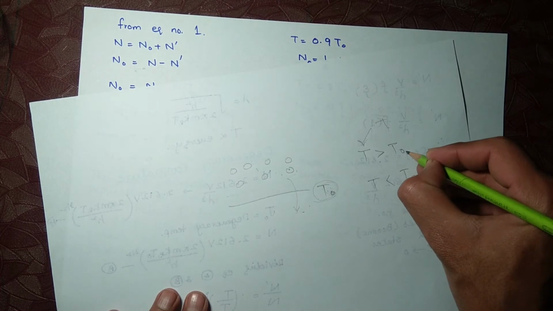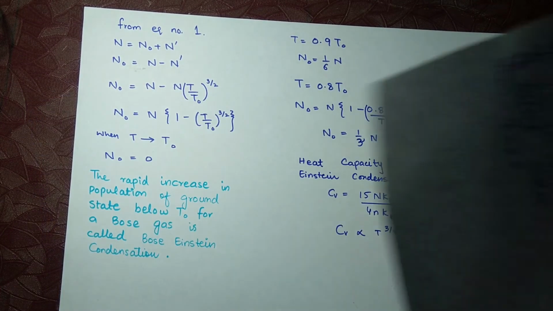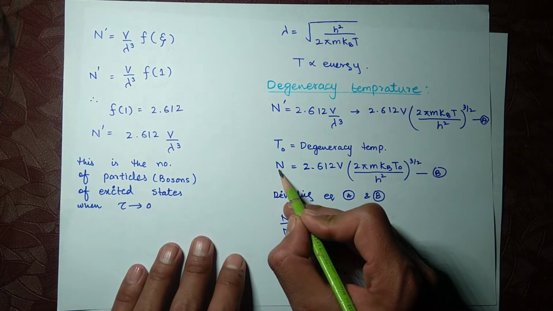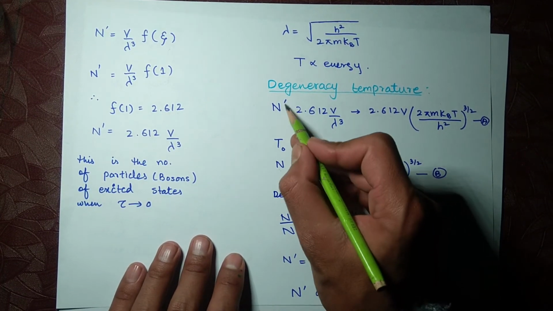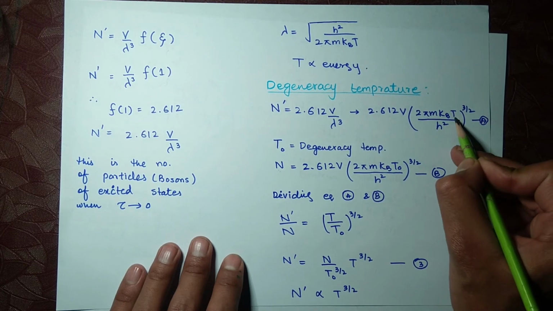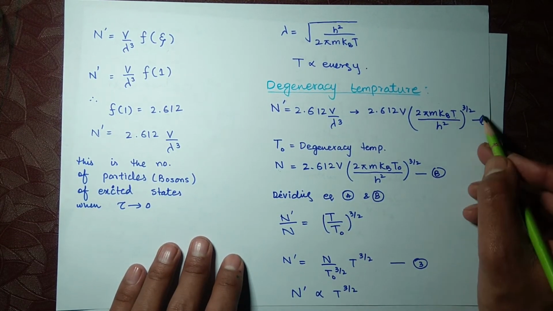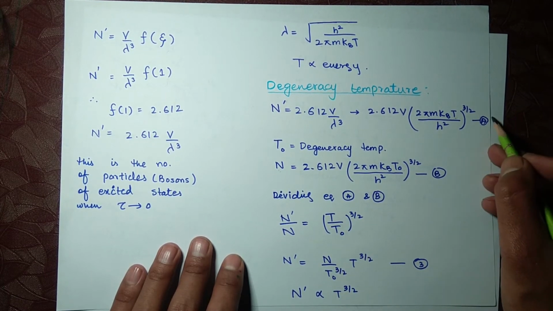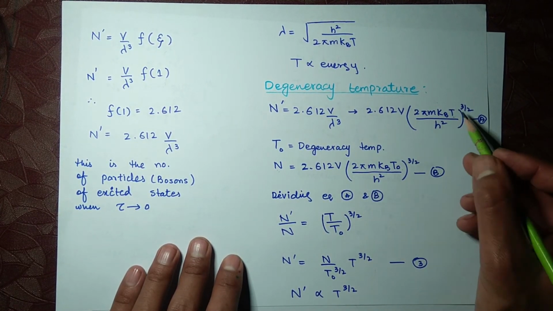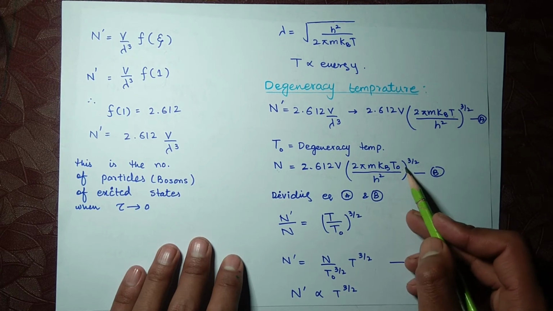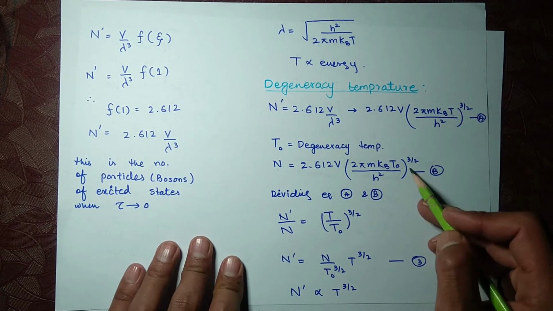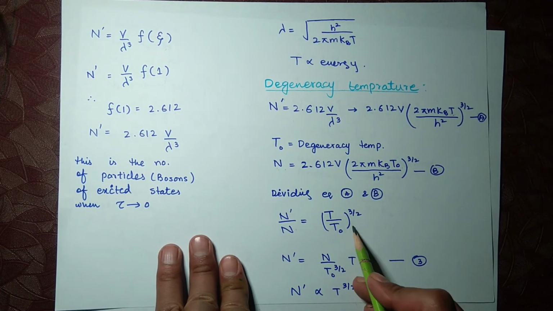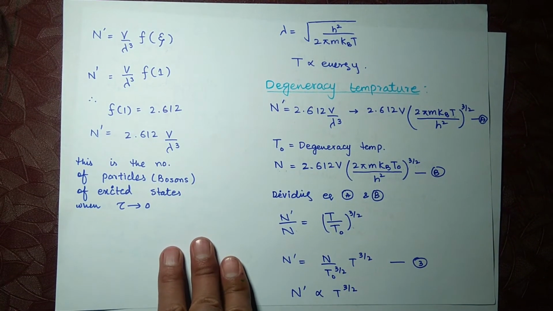But this T naught is for when we have n. For the n number of bosons, we have T naught. For the n prime number of bosons, we have T. So this is the difference between equation A and B. Dividing equation A and B, all of the factors are common, they will cancel out with each other. The remaining factor is equal to T over T naught. So dividing this equation and this equation, we form this equation.